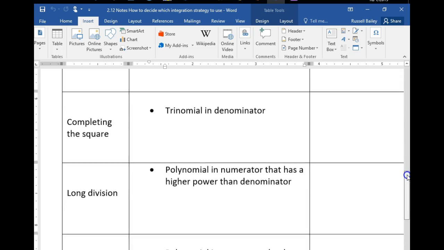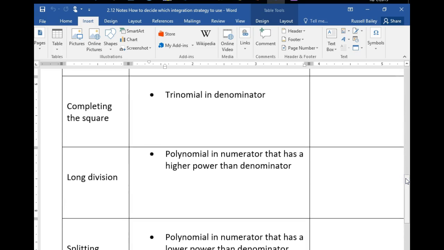Completing the square is really easy to identify. Okay, if you have like a trinomial on the bottom, that's going to be a completing the square problem.